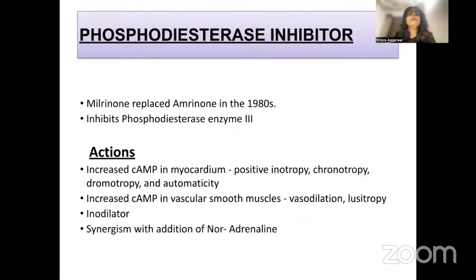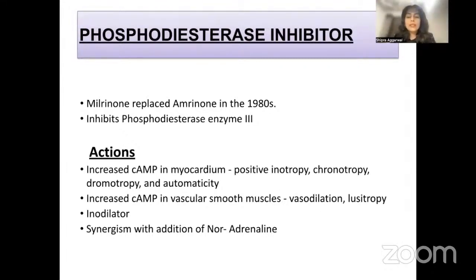Coming on to phosphodiesterase inhibitors, milrinone is a classical example and it will result in the inhibition of phosphodiesterase enzyme 3. So this will result in increased cyclic AMP. Cyclic AMP increases in the myocardium and it will result in positive inotropy, chronotropy, dromotropy and automaticity. Also, in the vascular smooth muscle, it will result in vasodilatation, lusitropy. So, because of these two effects combined, it's an inodilator.